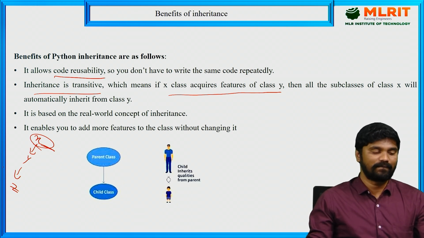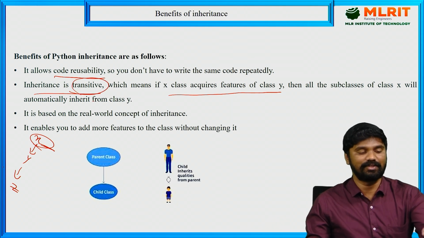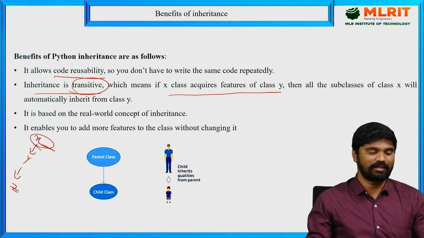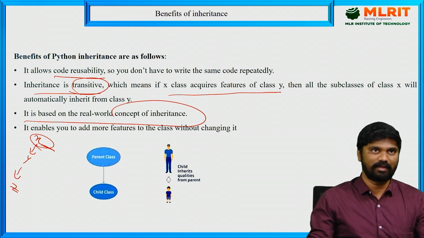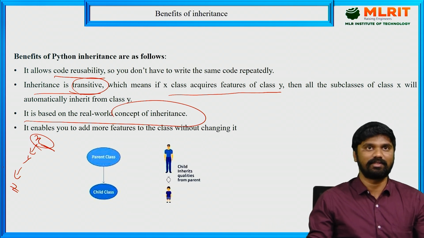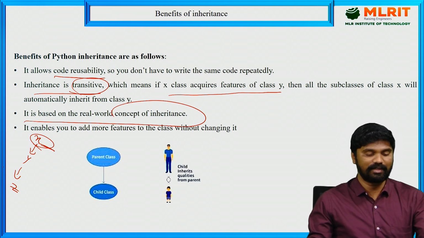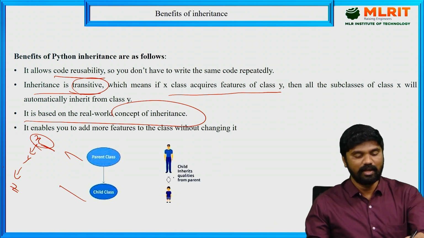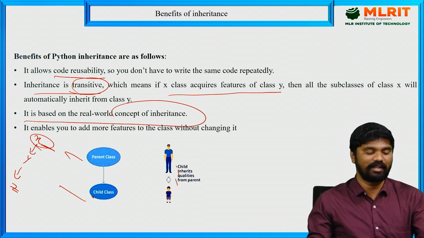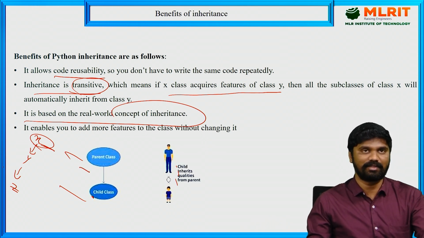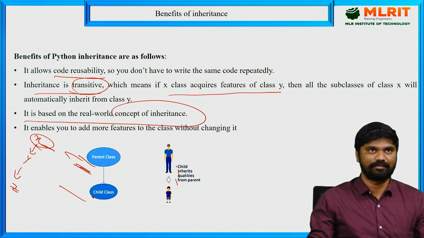Indirectly. That is, inheritance is transitive. Next, it is based on the real-world concept of inheritance. Now here, see, parent and child class. The child inherits qualities from the parent. Similarly, the child class accesses or inherits the properties, that means the variables and methods, from the parent class.